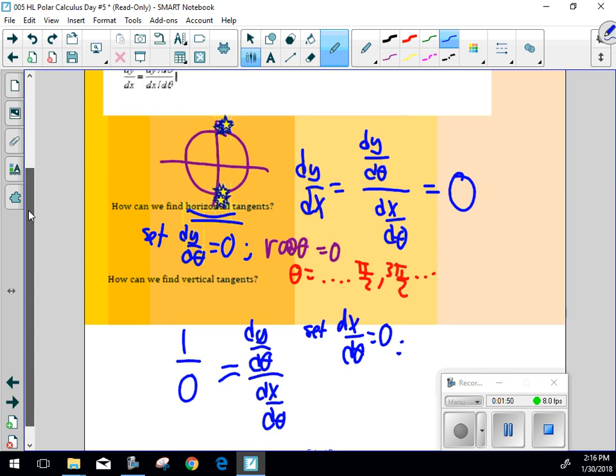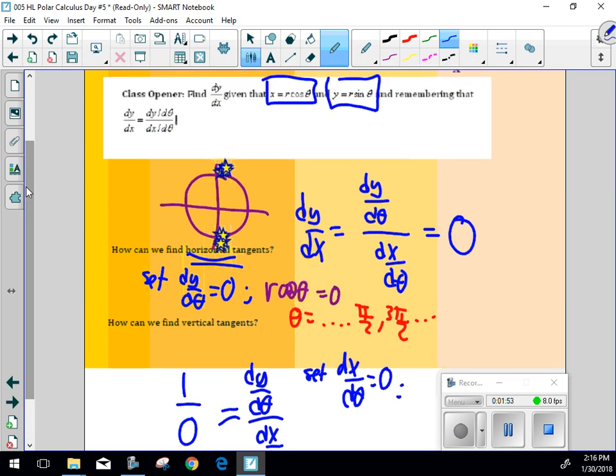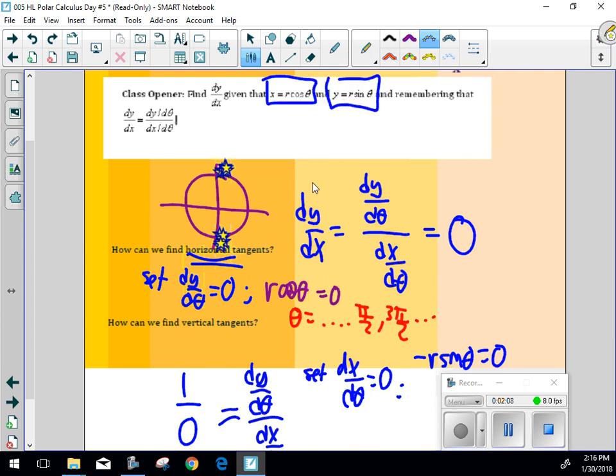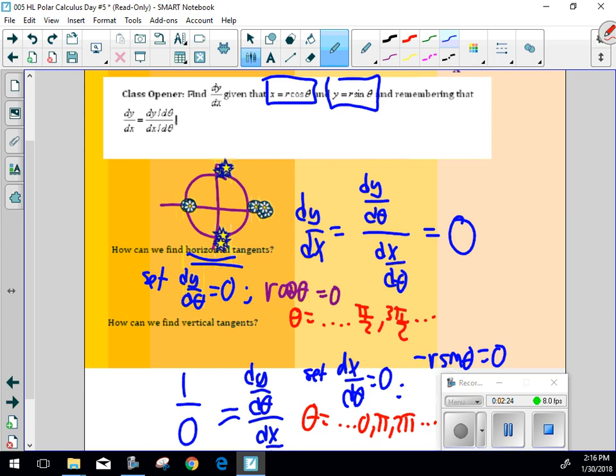So this time we're going to set dx d theta equal to 0. So we'll take the derivative of dx, r cosine, so it's going to be r negative sine equal to 0. And what places on the unit circle will that be true? 0, pi, 2 pi, 3 pi, 4 pi, an infinite number of those. So we'll just call this theta equal to dot, dot, dot, 0, pi, 2 pi. Does that help a little bit? That's the easy part, but it's kind of nice to know.